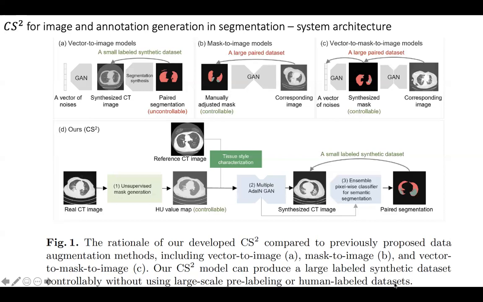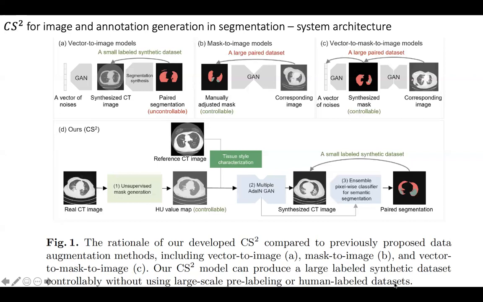And you can see there are multiple procedures. First, a real city image is used to get a hue value map. And this hue map will be combined with a reference city image. And the combination will be fed to a multiple adaptive instance normalization GAN. And this normalization GAN will then generate a synthesized city image. And this is the image generation part.